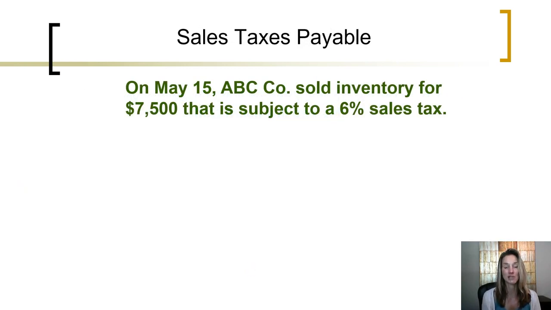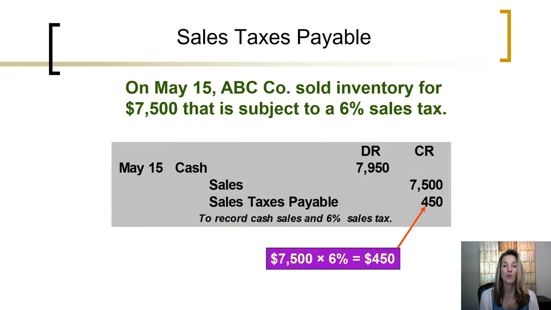Let's first look at sales taxes payable. On May 15th, ABC sold inventory for $7,500. Their sales are subject to a local 6% sales tax. When ABC makes the sale to the customer, the revenues that they record is $7,500, so they will credit their sales for $7,500. But they will actually receive cash of 6% more, or $7,500 times 6%, an additional $450, because the customer is paying for the inventory plus the sales tax.